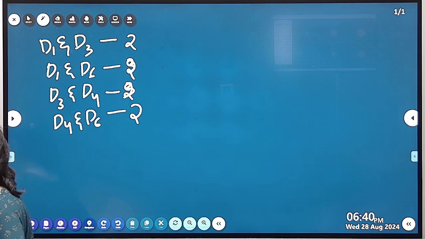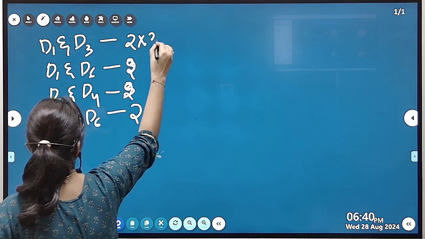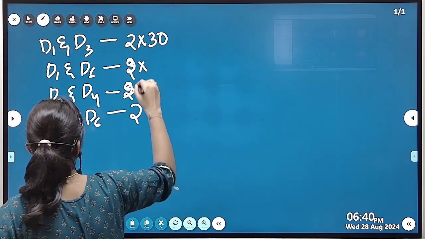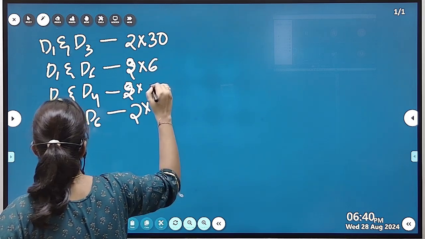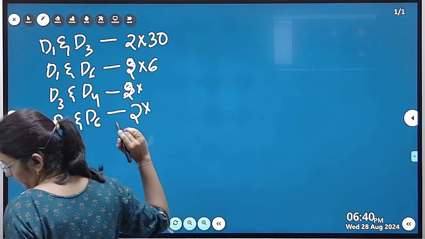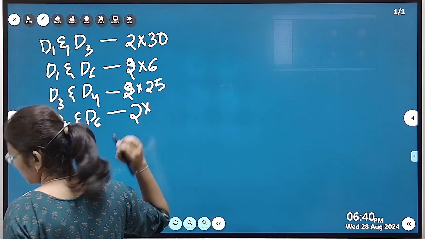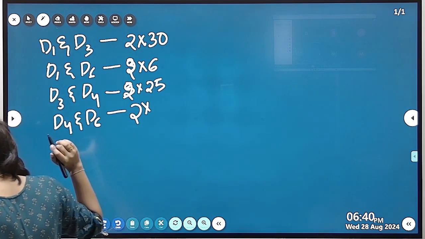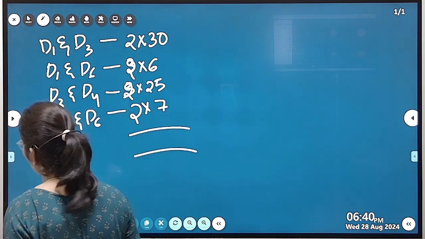So multiply that distance into the amount, you will get the load distance. Tell me, D1 to D3, how much is the amount? Into 30. Next D1 to D6, 6. Next D3 to D4, 25. Next D4 to D6, 7. So this will be your load distance.